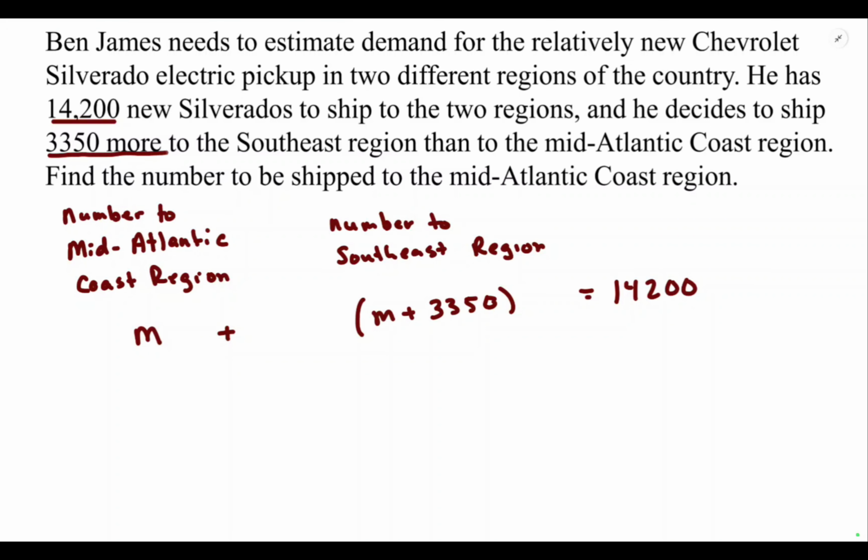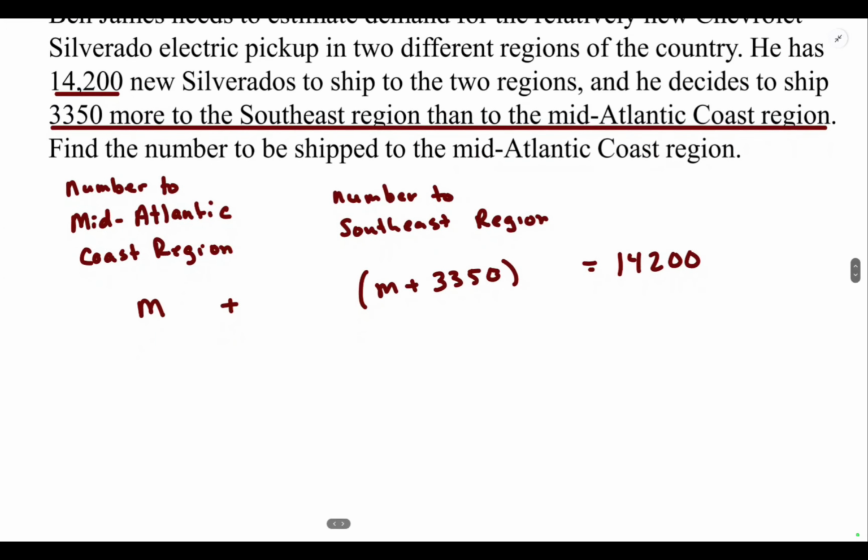So out of all those words, we basically just use these few lines right here, right? 14,200 gave us the total. Then we understand that they are being shipped 3,350 more to the Southeast region than Mid-Atlantic. So that's why our unknown is M, which is Mid-Atlantic, and then M plus 3,350 would be our Southeast region. So now what we're going to do is solve it. So we're going to write it out.